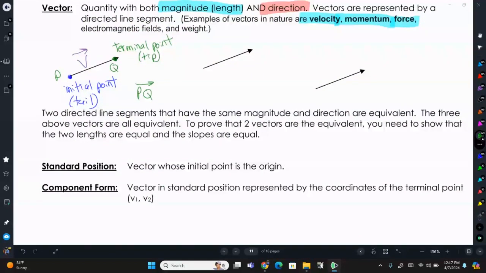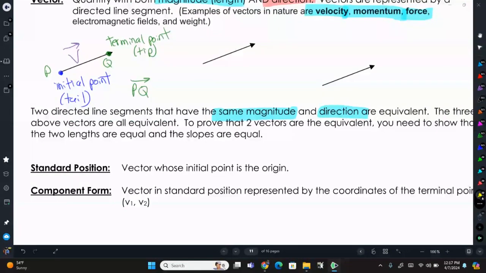So like I was saying, two directed line segments or vectors are equivalent if they have the same magnitude and direction. The three above there are all the same. To prove that two vectors are equivalent, you need to make sure that the lengths are equal and the slopes are equal. Well, for lengths to be equal, we use the distance formula. And for slopes equal, we use the slope formula.